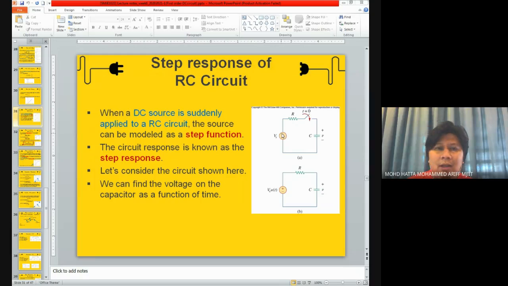As I mentioned earlier, the voltage source and this switch can also be replaced using a step function. That's why the circuit response is known as the step response. We have a look at this kind of circuit where we have three elements at t greater than 0.